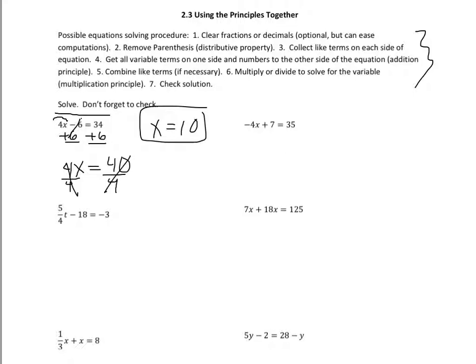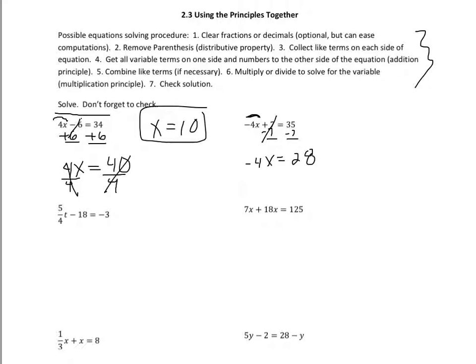So this next one, negative 4x plus 7 equals 35. Once again, if we want to get x all alone, the first thing we need to do is get negative 4x all alone. So we need to get rid of plus 7. So we're going to subtract 7 from both sides. That's exactly what we want to do. So 7 minus 7 is 0, so they cancel out, and we get a negative 4x. Over here, 35 minus 7 is 28.